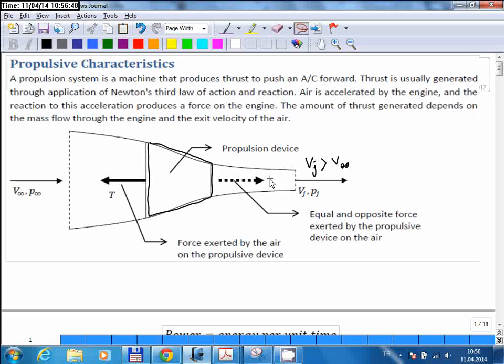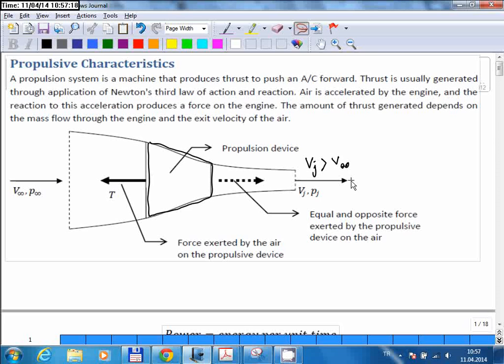But if you look at the air exiting, since it has an increased velocity, that means the air exiting the engine has some energy added to it. Okay? And this energy is wasted because you're throwing some accelerated air into the atmosphere. And that's not your purpose. Your purpose is to get thrust force on your engine. But while doing that, you eject some high energy air into the atmosphere.